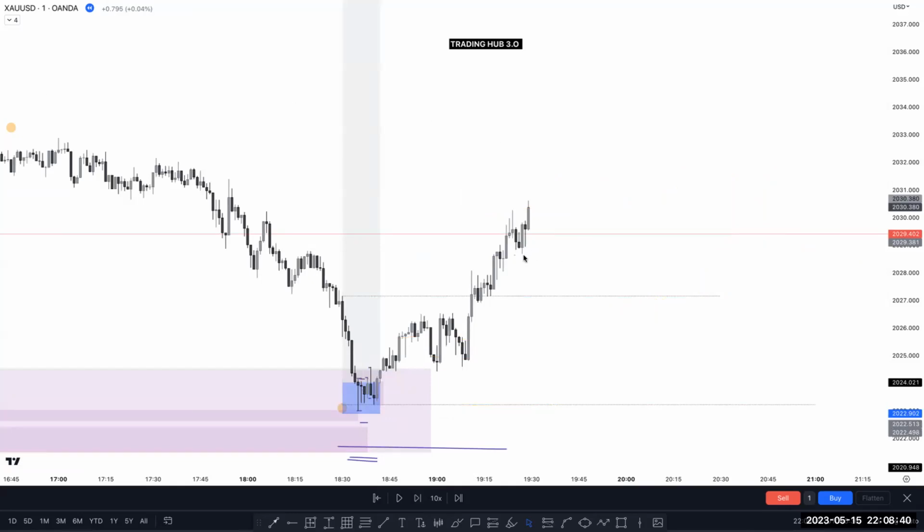After taking out this inducement, you have to mark your unmitigated order block. So everything is mitigated here. Only one unmitigated order block is here. So if price steps here and you are not sure whether you should buy or not, you have to wait for a single candle order block here, and then you can buy here. If the market does not create any single candle order block, then don't try to buy here.